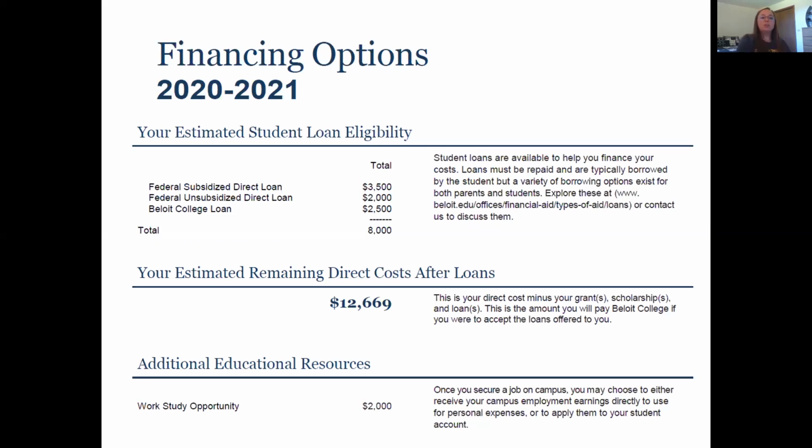Okay, so this particular student has some decisions to make. Do they want to use these loans? Do they not want to use them? Do they want to use some but not all? Or maybe they want to use all of them and then they also want to apply for a parent loan or a private loan to finance the rest of it. So that's up to you and your family. If you want to talk through those options with us, we would be happy to help you through that and to walk you through the different terms of the loans and things like that.